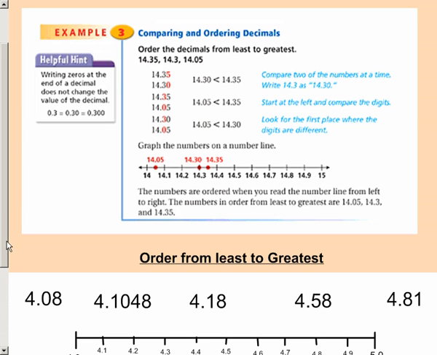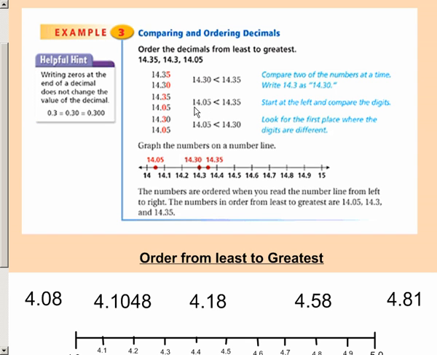All right, let's look at their example first. We're going to order the decimals from least to greatest. 14 and 35 hundredths, 14 and 3 tenths, and 14 and 5 hundredths. They used our first strategy, lined up the decimals, added zeros so that we would have 2 spots after each decimal. And then I can go ahead and compare. I can see that when I line this up that 14 and 30 hundredths is less than 14 and 35 hundredths because they both have a 10, they both have a 4, they both have 3 in the tenths place, but 0 is less than 5.